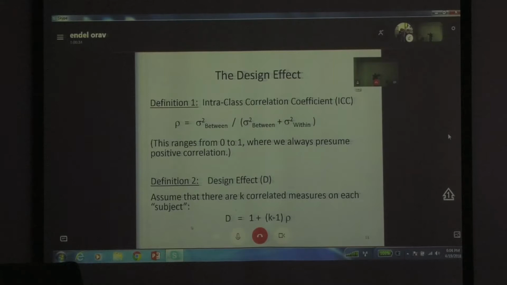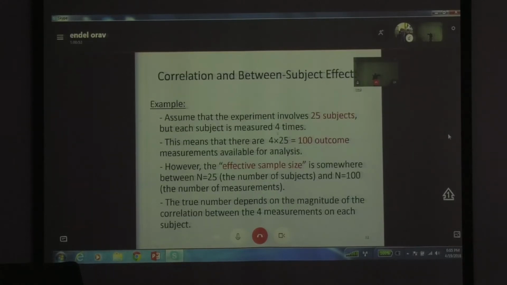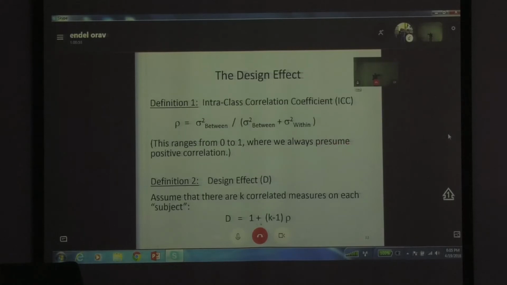I can calculate what's called the design effect. Design effect is just 1 plus k minus 1 times the correlation. K is the number of measurements made on each person. In my prior story, K was 4. Each person is measured 4 times, and so K is 4.